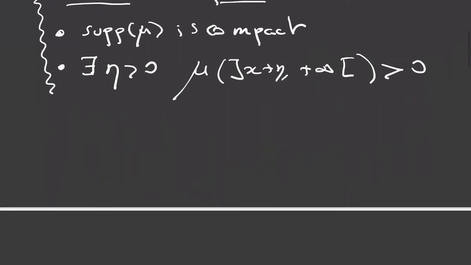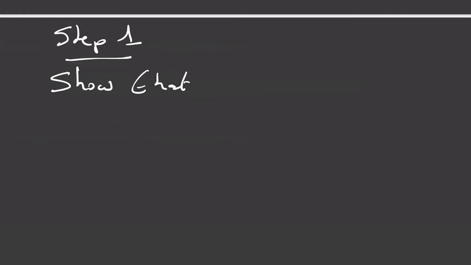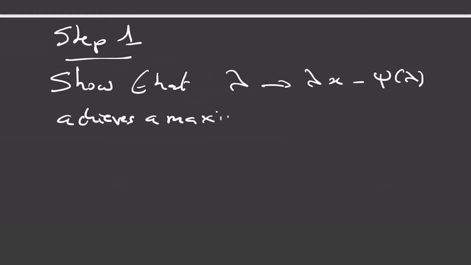So the first step of the proof is to show that the function lambda maps to lambda x minus psi of lambda achieves a maximum at some point lambda x, which will be non-negative, because we know that when x is non-negative, the maximum has to be achieved at some non-negative point.